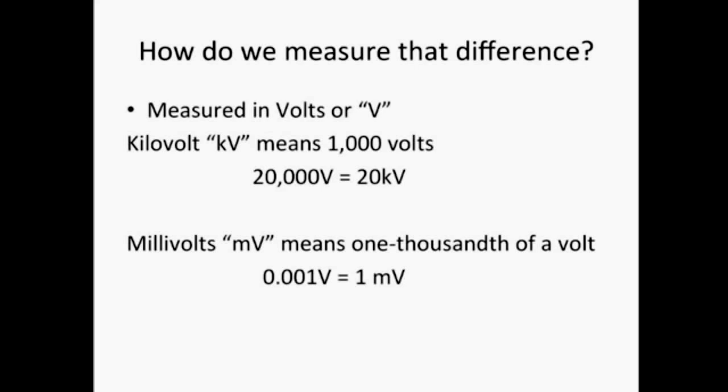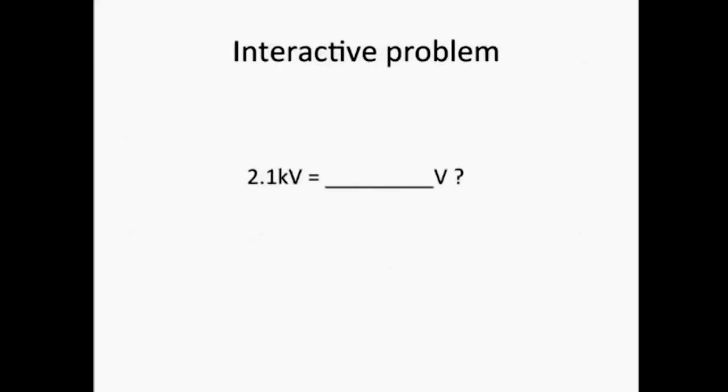We measure it in volts, and we use kilovolts to mean 1,000 volts or some kind of very large number of volts, like 20,000 or 30,000 volts. We also use millivolts to mean a 1,000th of a volt. So if we're measuring a really small voltage, we measure that in millivolts. So 1 kilovolt equals 1,000 volts, and 1 millivolt equals a 1,000th of a volt.